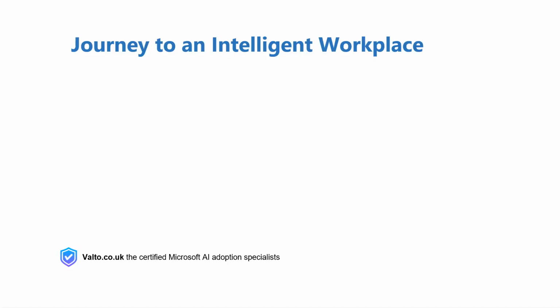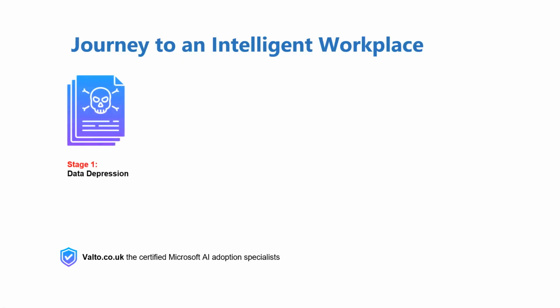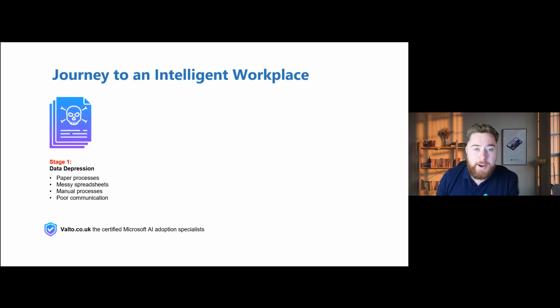But you have to transition through a number of different stages. Stage one is what I refer to as the data depression. As I say, you might not be in this phase, but there's plenty of other businesses out there who are still very much in this phase. The data depression phase is where the business is currently using lots of paper-based processes, messy spreadsheets, Excel documents coming out of your ears all over the place, manual processes, maybe, as I say, pieces of paper.